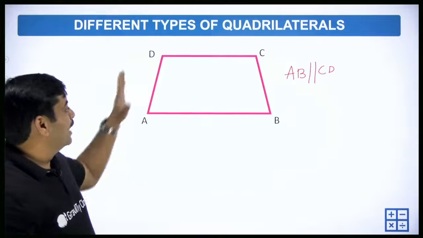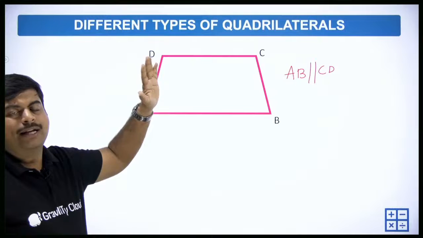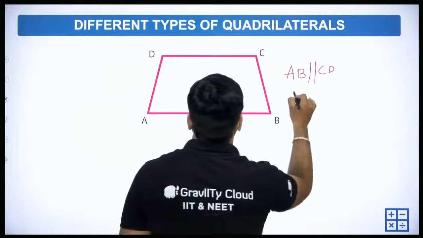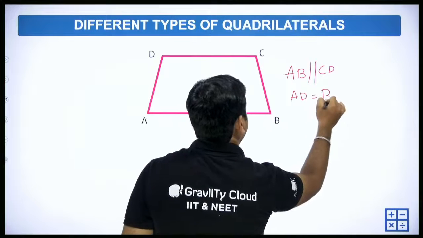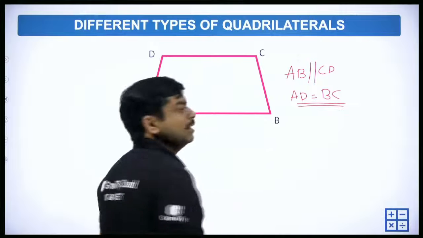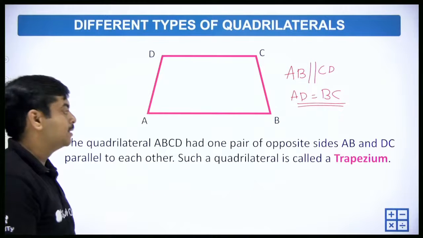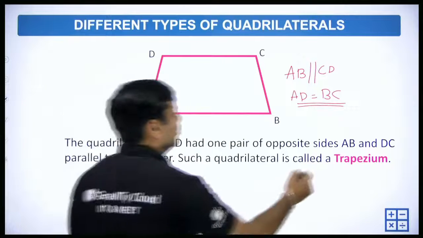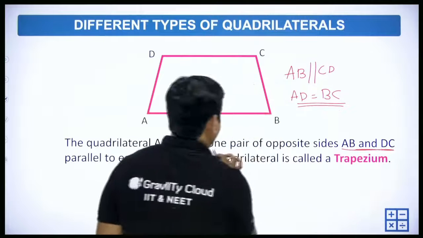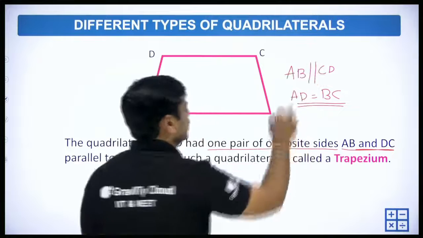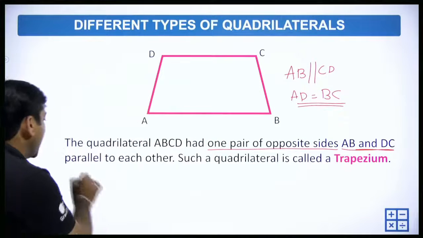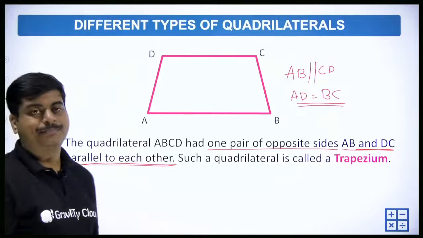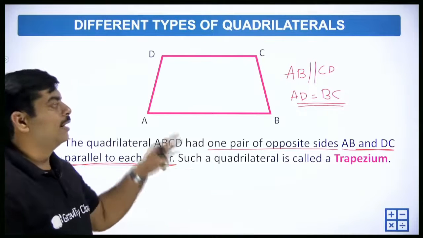Okay. And what about AD and BC? AD and BC are not moving in the same direction, but they are equal in length. Okay. So if AD is equal to BC, then we can say that it is a trapezium. This is called a trapezium. The quadrilateral ABCD had one pair of opposite sides, AB and DC, parallel to each other. Such a quadrilateral is called a trapezium.